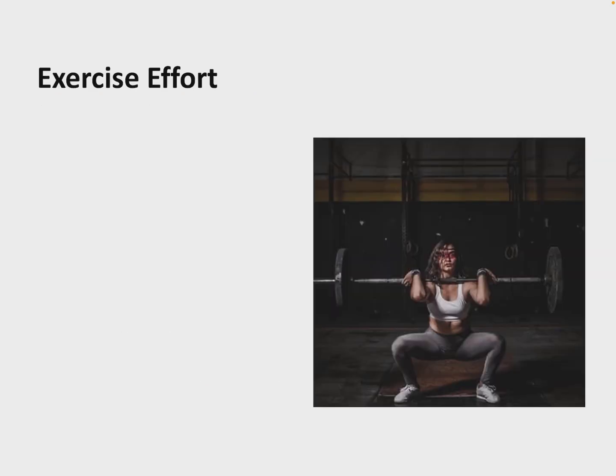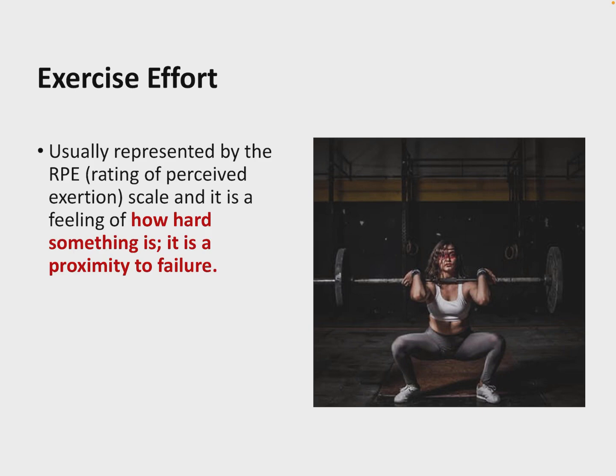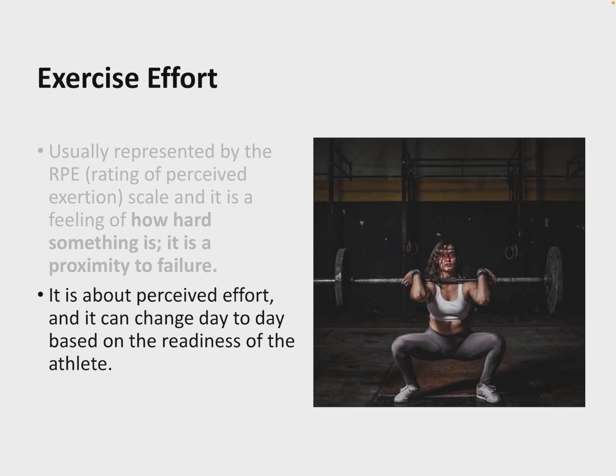So let's now look at exercise efforts, and it's something we didn't talk about earlier in the textbook, but we're introducing it now. The exercise effort, as you know, is usually represented by the RPE, which is our rating of perceived exertion scale, and it is a feeling of how hard something is. It is how close we are to failure or proximity to failure. It is about perceived effort, and it can change day to day based on the readiness of the athlete. So it can change based on how well our athlete is recovering, and we call this readiness.